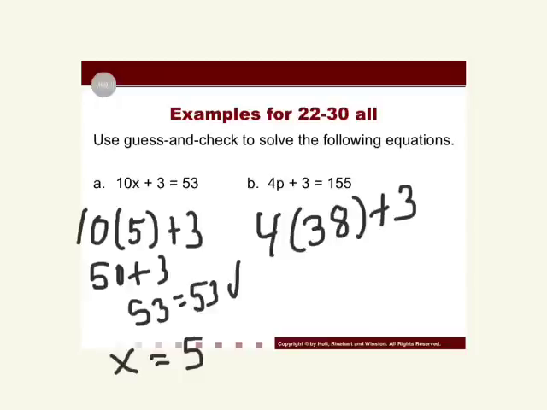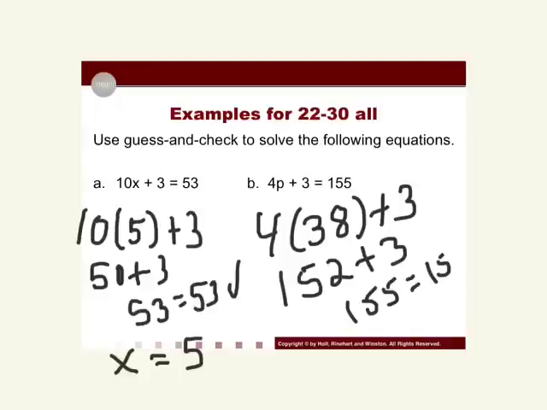Well, 4 times 38 is 152. Plus 3 is 155. 155 equals 155, so it checks. So now I know that my solution is that P must equal 38. And that's solving by using guess and check.